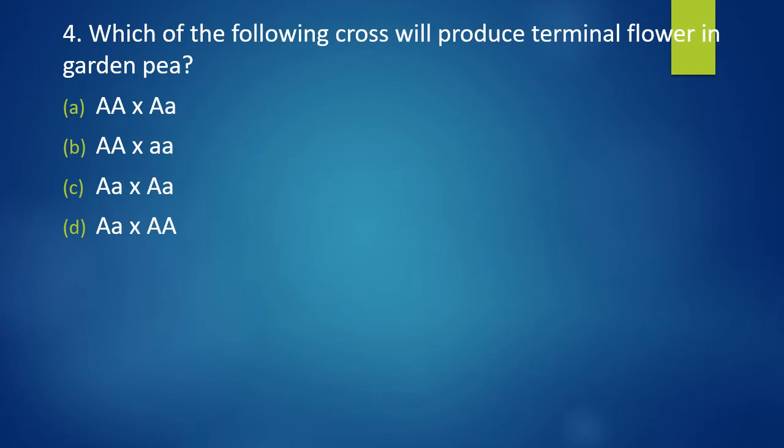Question number 4. Which of the following cross will produce terminal flowers in garden pea? Terminal flowers. So the correct answer is option C. That is capital A small a crossed with a capital A small a flower will produce terminal flower in garden pea. For answering such questions, you need to know which of the traits of the garden pea, of those 7 traits, is dominant and which one is recessive.